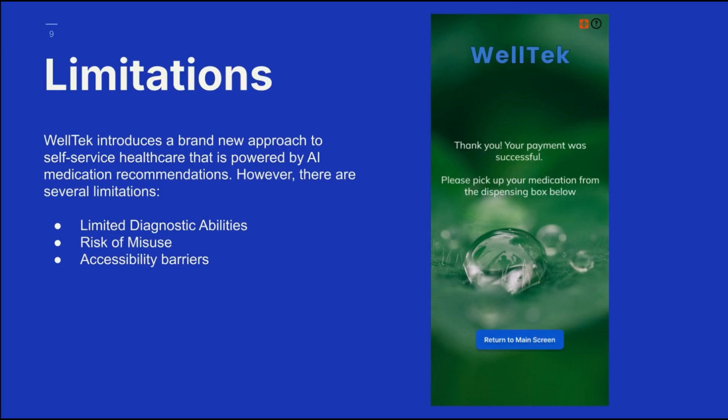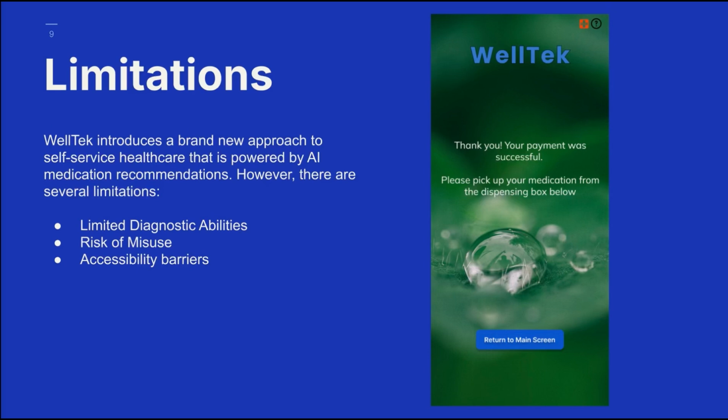And so now we're going to talk about WellTek and its limitations. While WellTek introduces a brand new approach to self-service healthcare and is powered by AI medication recommendations, because of its novelty to the market, it still has several limitations. Starting out with its limited diagnostic abilities, because it is AI, it may misinterpret vague or complex symptoms that may have been caught or handled better with human oversight.